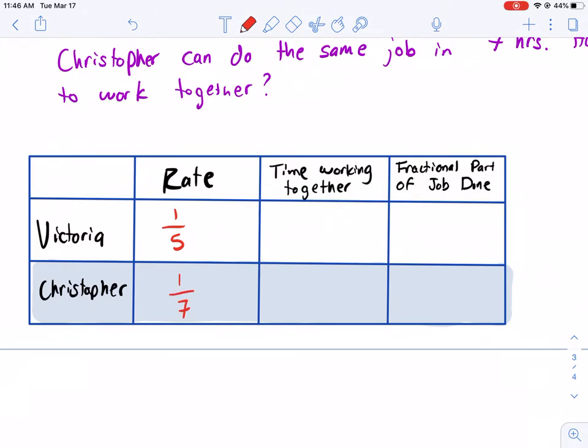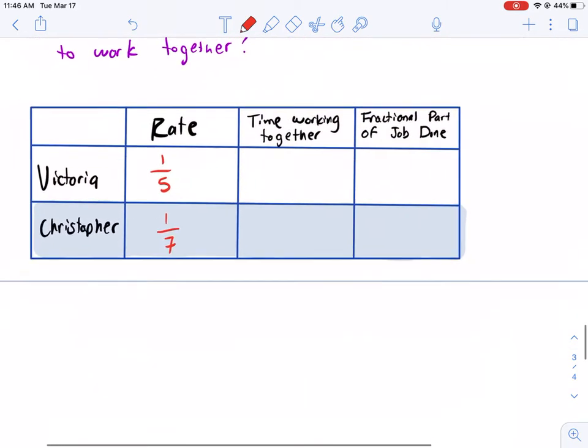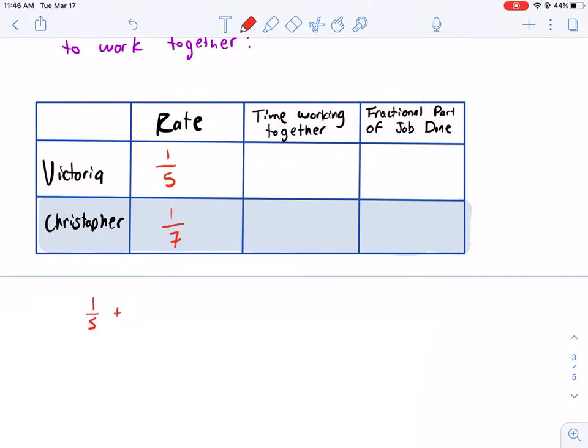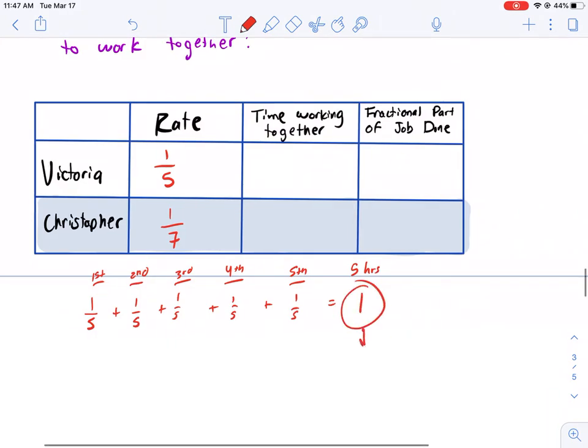And that essentially means what? That means in 5 hours, Victoria could do the entire job of the cleanup. So in 1 hour, she would do 1/5. So this is the first hour. In the second hour, she would do 1/5. In the third hour, 1/5. In the fourth hour, 1/5. In the fifth hour, 1/5. So that means she would finish in 5 hours. She would do the whole job, which equals 1. Or if you want to convert that to percentage, that's 100% of the job. So that's why the rate is 1 over 5. And the same thing for Christopher, except instead of 5 times, it would be 7.